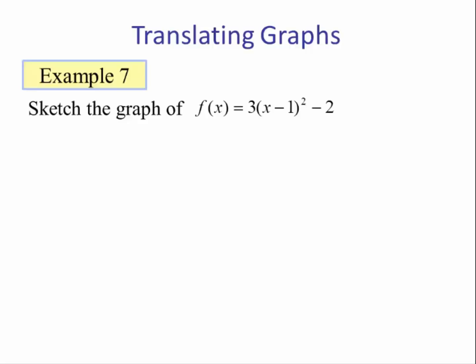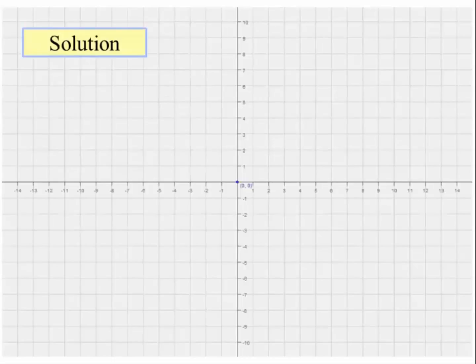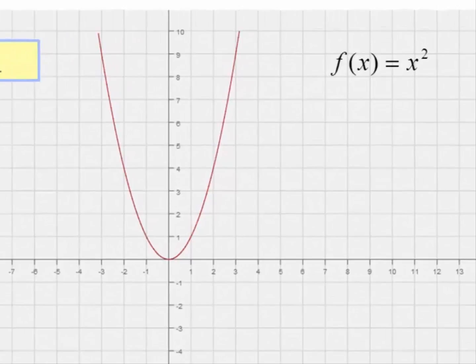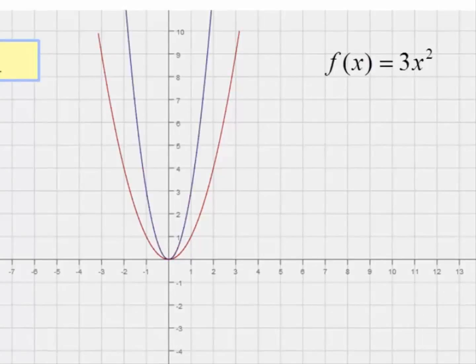Example 7. Sketch the graph of f of x equals 3 times the quantity x minus 1 quantity squared minus 2. Solution. Step number 1, we want to graph our basic x squared function. The next step, we want to graph x squared with the value of a, and in this case a is 3, so this is a vertical stretch by a factor of 3.